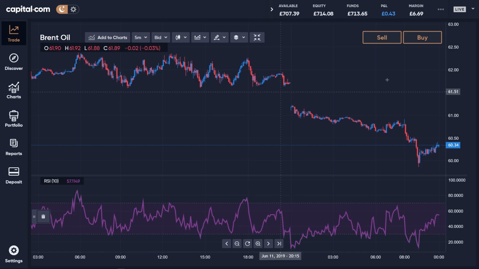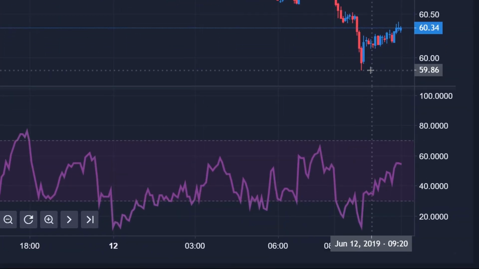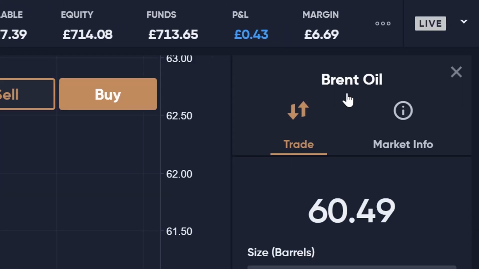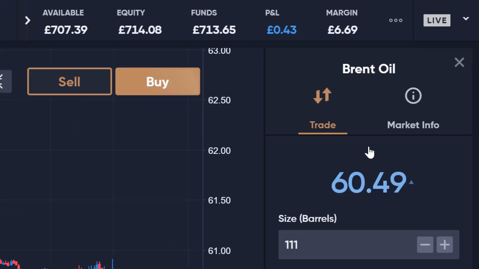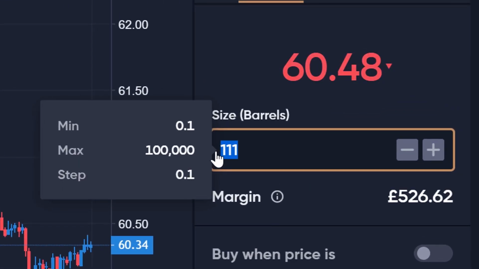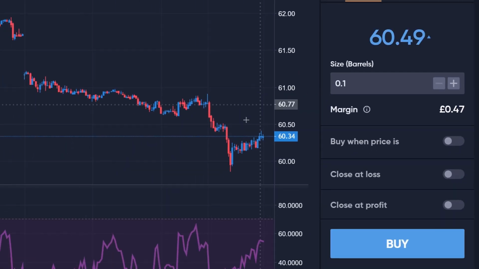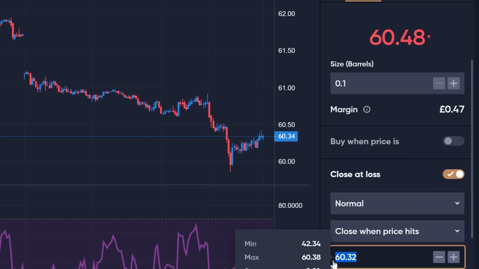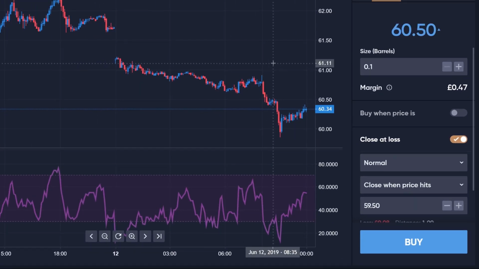Let's do something on Brent oil. Let's say we think that actually the sell-off has been overdone, down to 60. We want to put a stop loss the other side of these lows. Maybe our stop goes in at 59.60. Let's place the trade by pressing buy. We can choose how large or how small to trade. I'm going to trade the smallest I can here, 0.1, just as an example. I'm going to set my stop loss up, so I'm going to say a stop at 59.50. I'm going to click close at a loss, and then simply choose my price, put 59.50 in, and that's it. I'm ready to go.